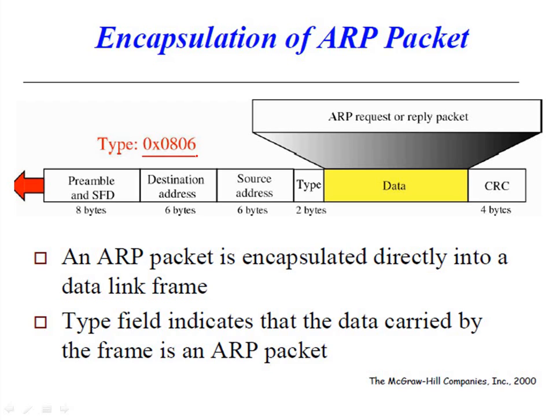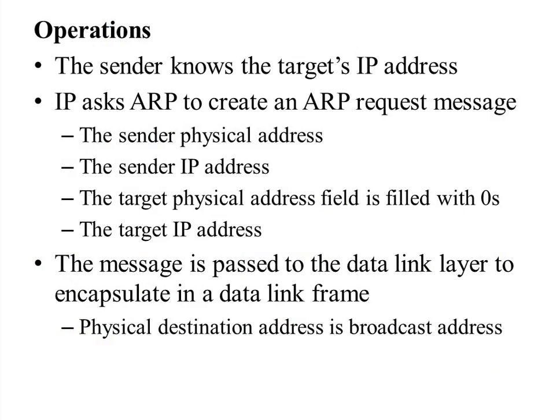So this is how the ARP packet is encapsulated in the data link frame and sent over the network. Now the operation, how exactly it works. The sender knows the target IP address, as we have already seen, the IP address of the device to which it is supposed to send the data. So IP asks ARP to create the ARP request message. Now you know the IP address only, you don't know the physical address of that device.